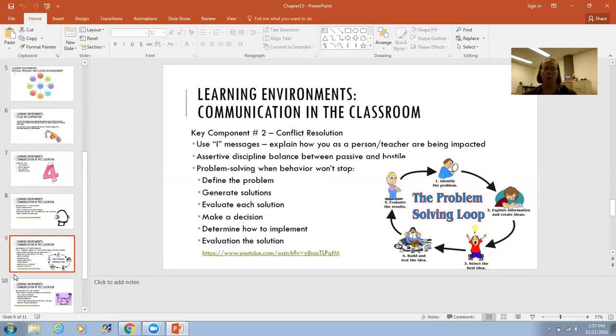We also want to create an assertive discipline balance between passive and hostile. So you definitely want to be assertive, but you don't want to be the do-all, and it's my way or the highway kind of instructor. So allowing some voice for the student and some amount of accountability as well.